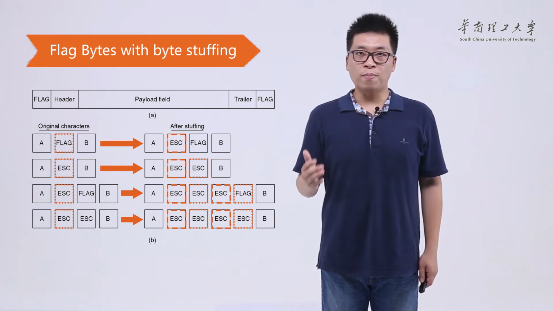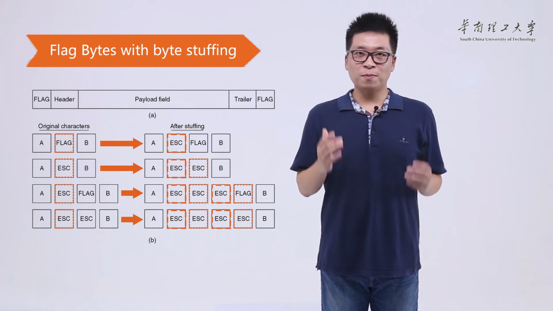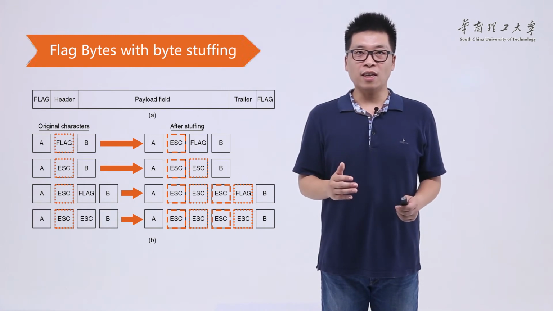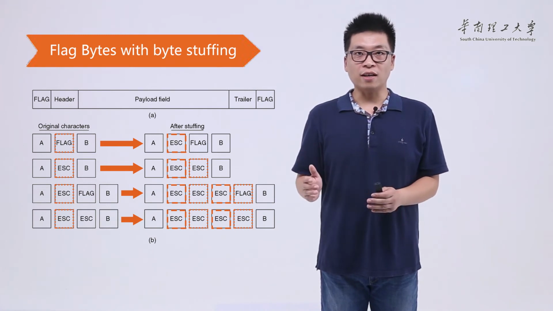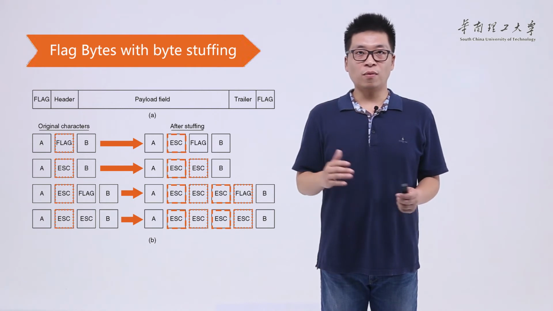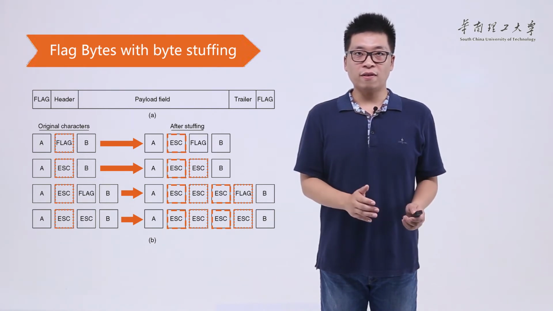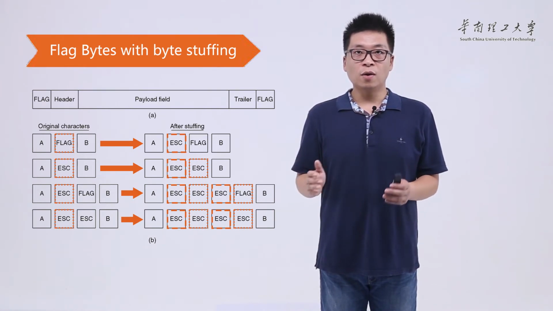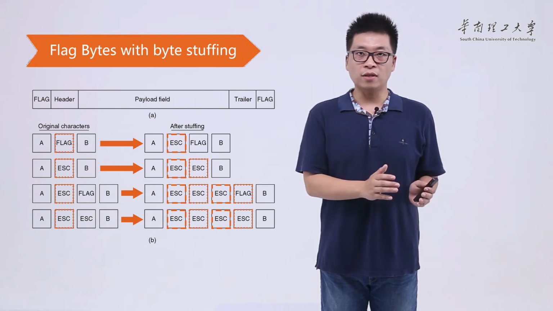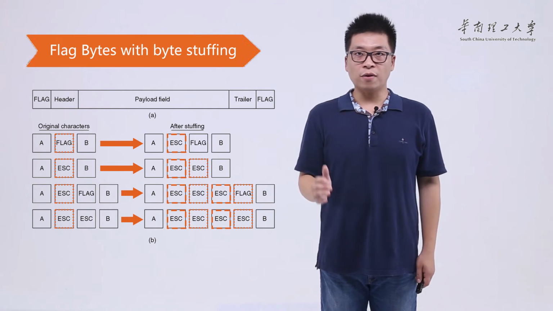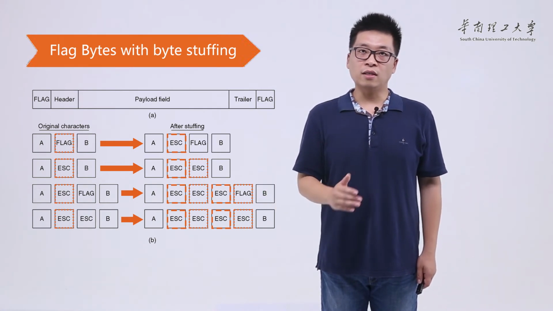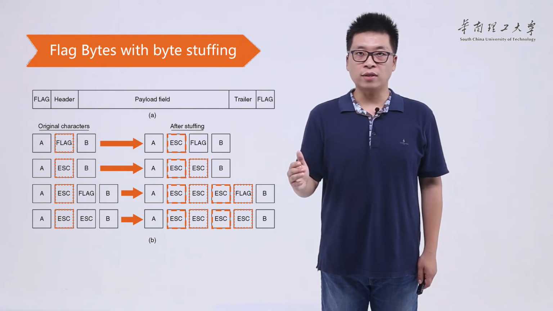So we will do byte stuffing if the flag appears in the data field. We use a special character to indicate whether this is a flag or real data. So if a flag appears in the data, we insert a special character in front of it. If this special byte appears in the real data, we insert another special character in front of it.